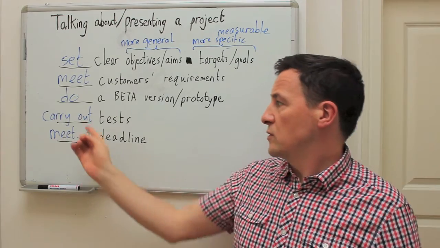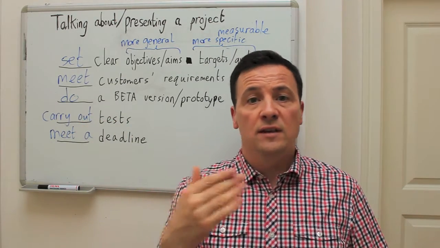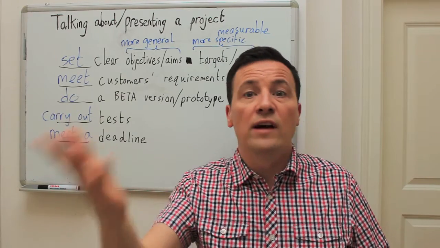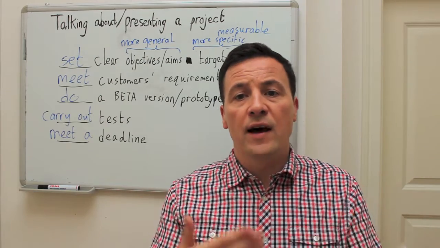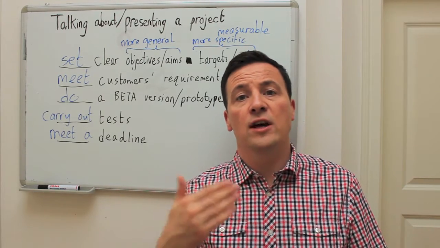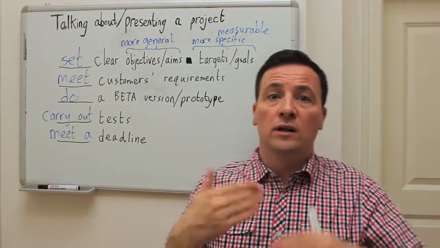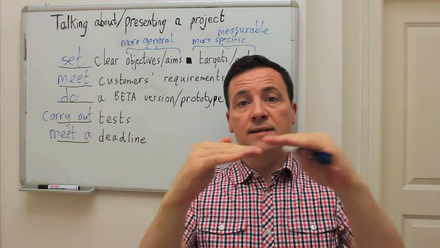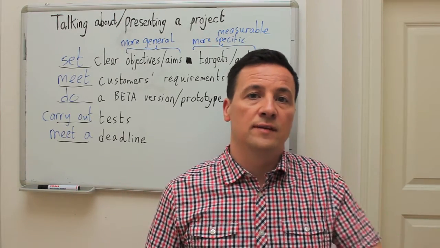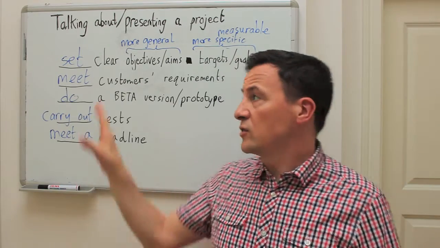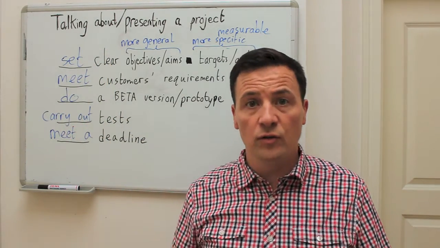Then you would carry out tests. In this example that I'm talking about, you would carry out the tests in a restaurant, for example, or the developers would test it themselves and check for bugs in the app. And then finally, they would work in order to meet that deadline, so to be finished by the 30th of September, for example. So these are just some important verbs and nouns which you can use when talking about a project.